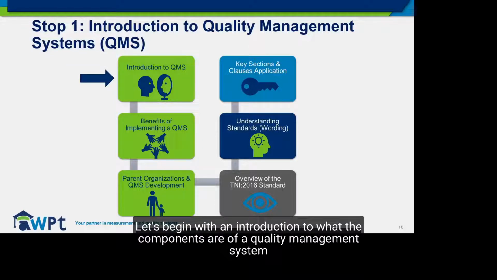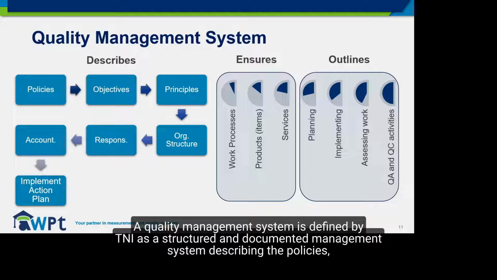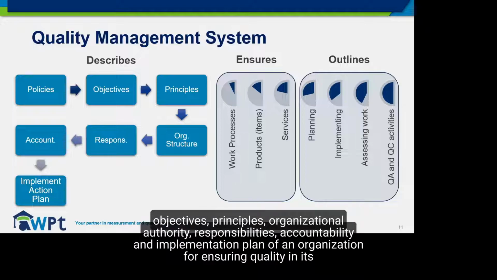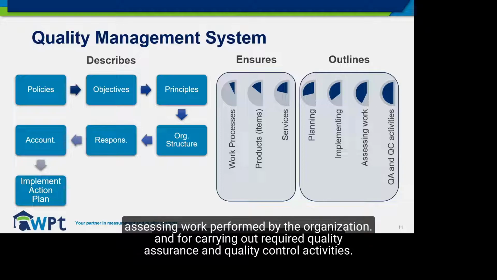Let's begin with an introduction to what the components are of a quality management system. A quality management system is defined by T&I as a structured and documented management system describing the policies, objectives, principles, organizational authority, responsibilities, accountability, and implementation plan of an organization for ensuring quality in its work processes, products, or items and services. The quality system provides the framework for planning, implementing, and assessing work performed by the organization and for carrying out required quality assurance and quality control activities.